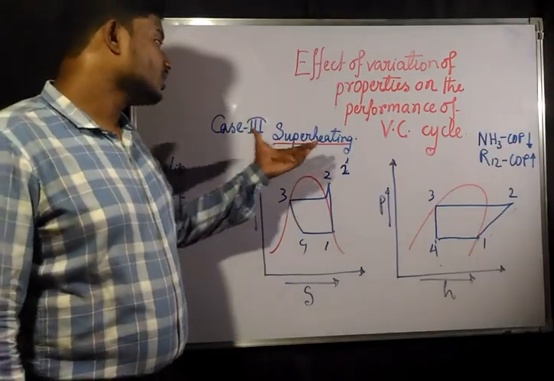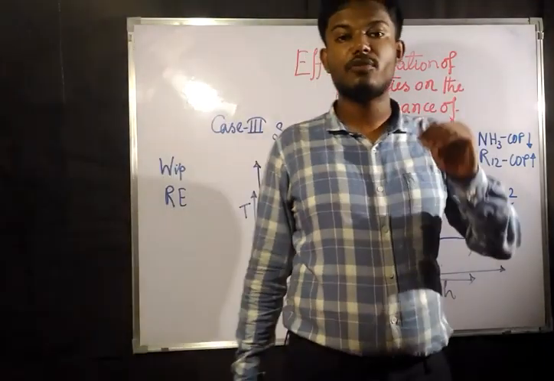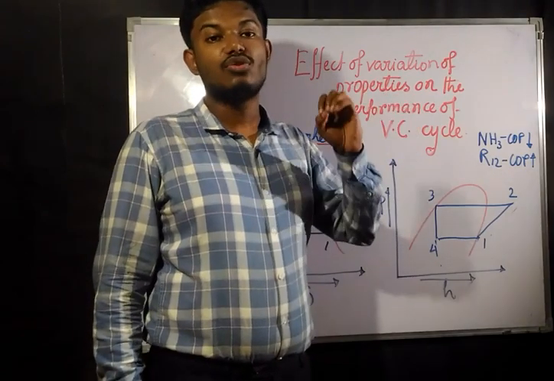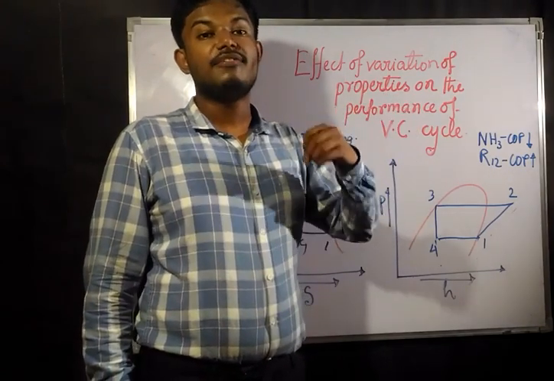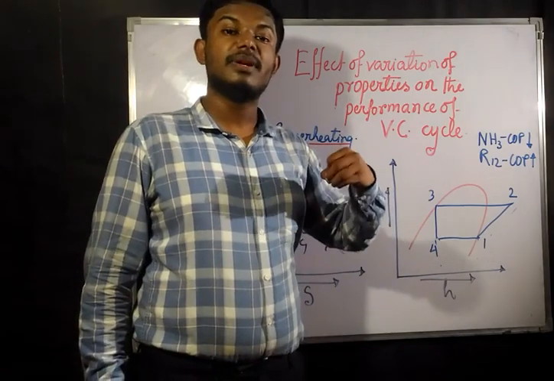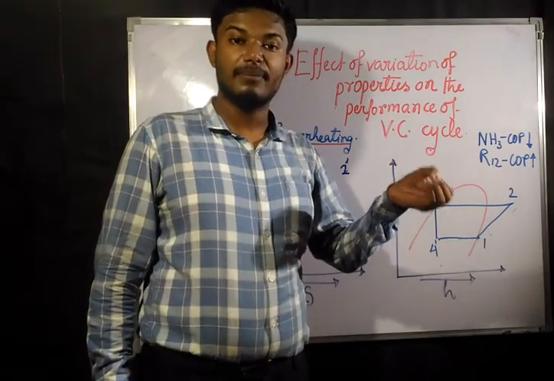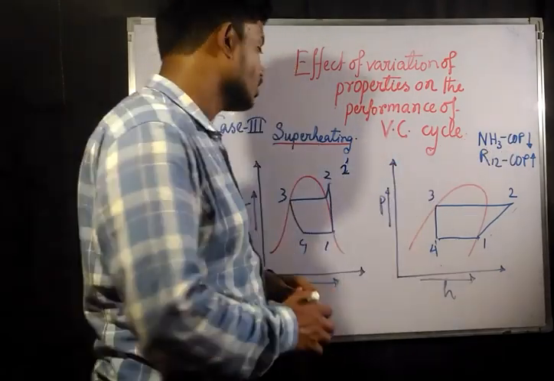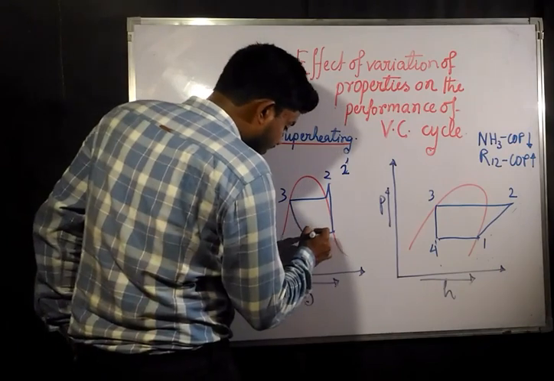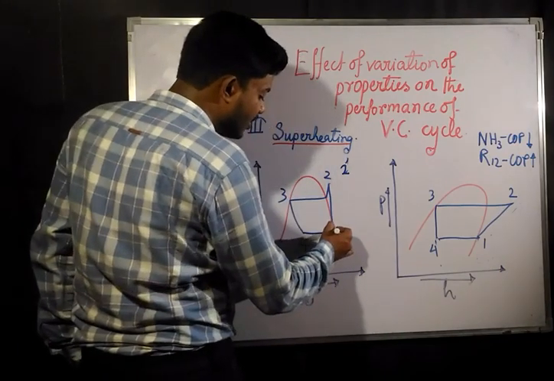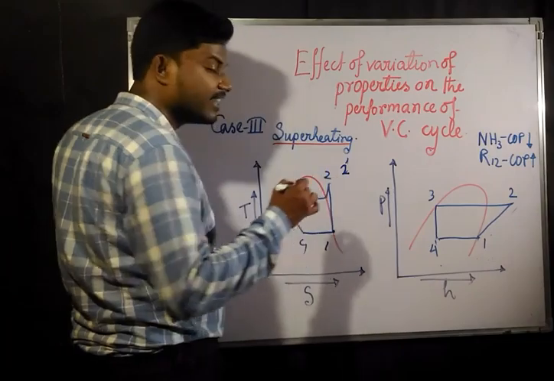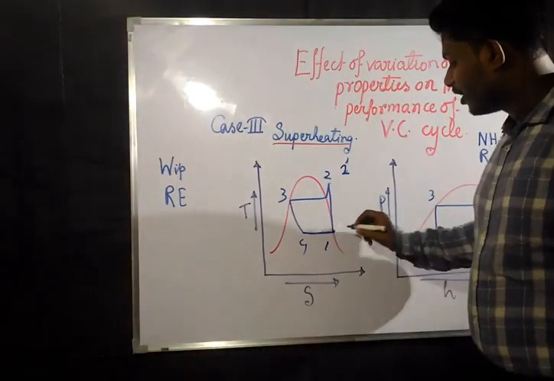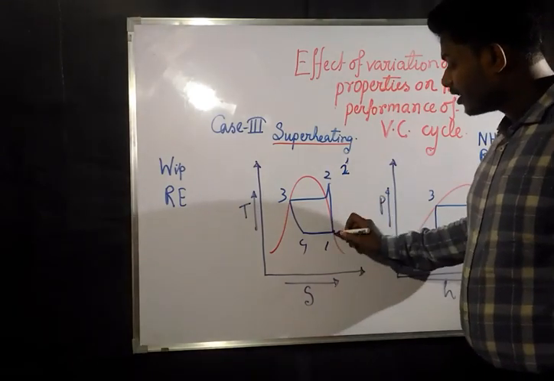Now we are going to the third case, that is superheating. What will be the performance of the VC cycle, or vapor compression cycle, when superheating is done? Now what is superheating? Superheating is nothing but adding heat even after the complete liquid has been converted into vapor; then the steam is going to get superheated. So this is the exit of the evaporator. After coming out at this line, which is the saturated vapor line, the complete liquid has been converted into vapor.